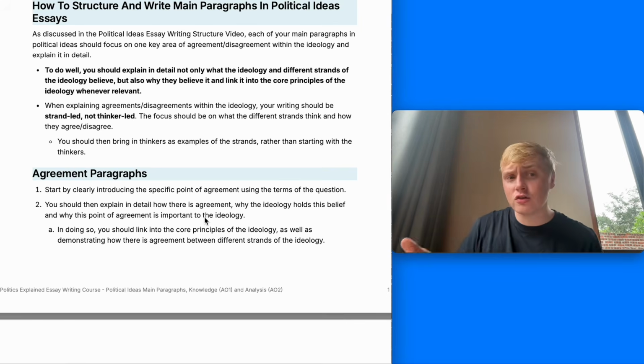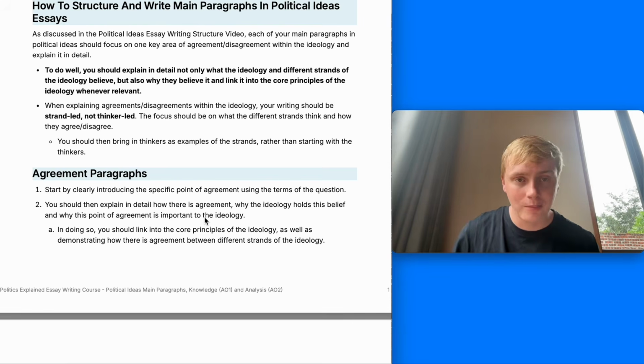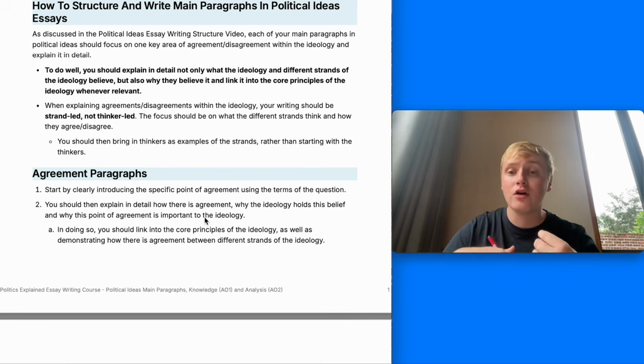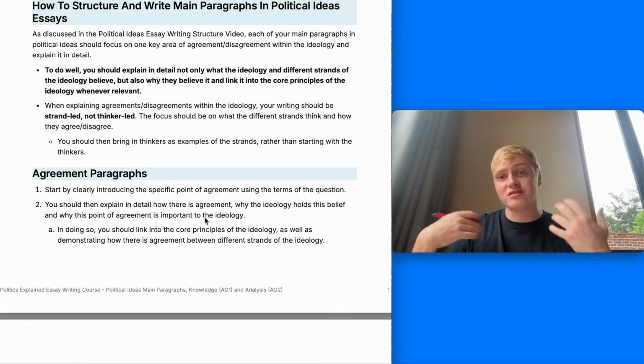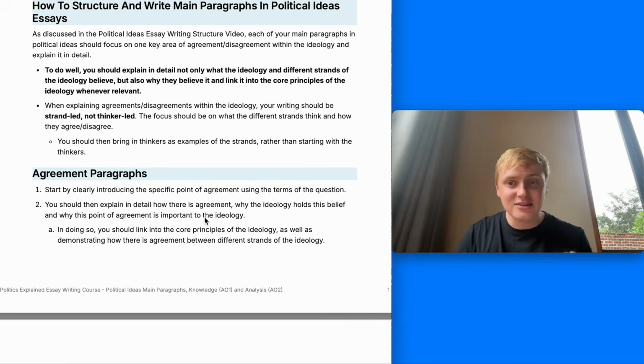When explaining agreements or disagreements within the ideology, your writing should be strand-led, not thinker-led. So I mentioned this in the first video as well. The focus should really be on what the different strands think and how they agree or disagree. And then the thinkers you should think of as examples of the strand to demonstrate what a strand thinks, but you shouldn't lead it based on one disagreement, say, that Hobbes disagrees with Rand, for example. It needs to be strand-led.